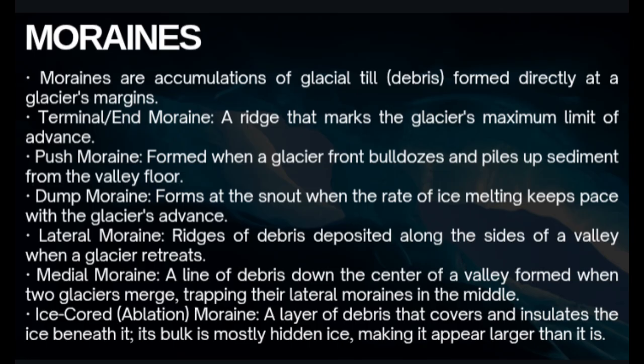The first one is terminal or end moraine. It is a ridge that marks the glacier's maximum limit of advance, and these are typically ridges that lie across the valley. The next one is push moraine. It is formed when a glacier front bulldozes and piles up sediment from the valley floor. Unlike other moraines made from dropped debris, this one is made of pre-existing material that has been thrust forward. Next one is dump moraine.